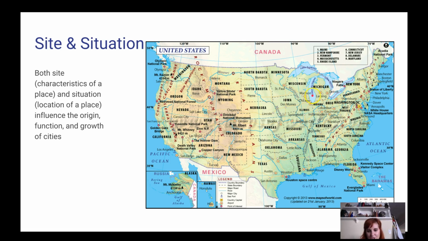Chicago is on Lake Michigan. New York City is on the Atlantic Ocean. Los Angeles, San Diego are on the Pacific Ocean coast, okay? Houston is on the coast of the Gulf of Mexico. So that would be a situational characteristic. And then site.